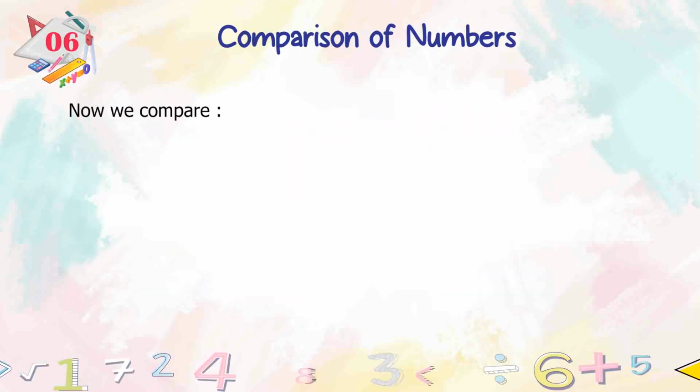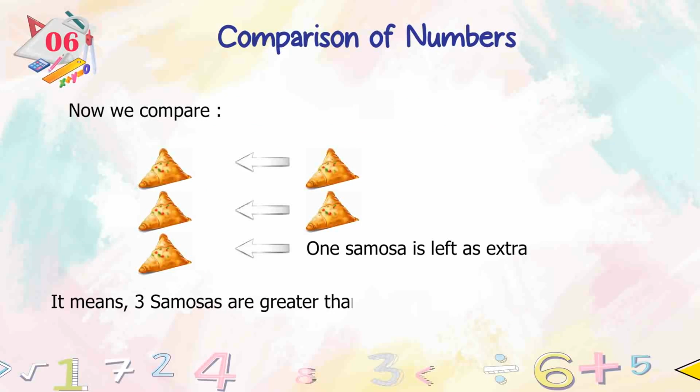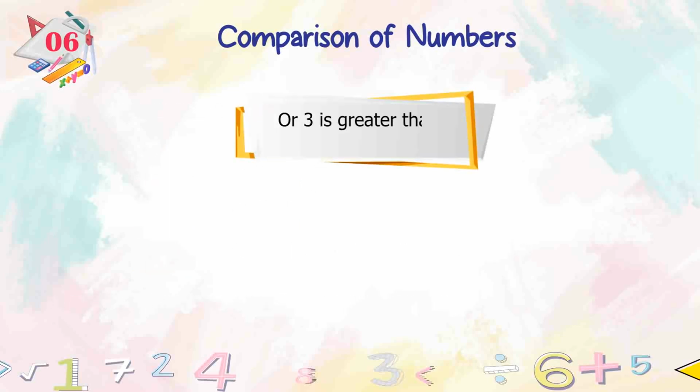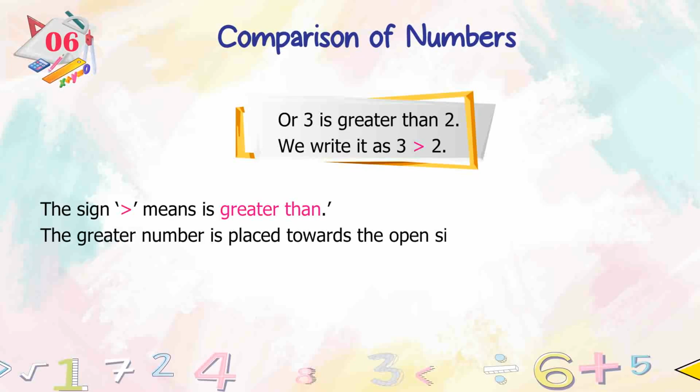Now we compare. 1 samosa is left as extra. It means 3 samosas are greater than 2 samosas. Or 3 is greater than 2. We write it as 3 > 2. The sign means is greater than. The greater number is placed towards the open side of the symbol.